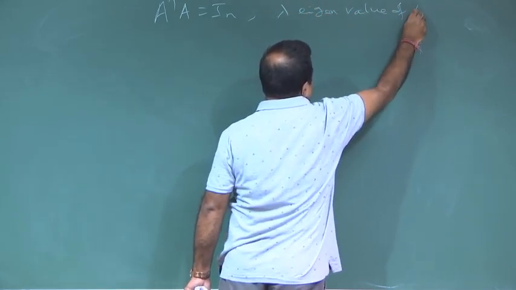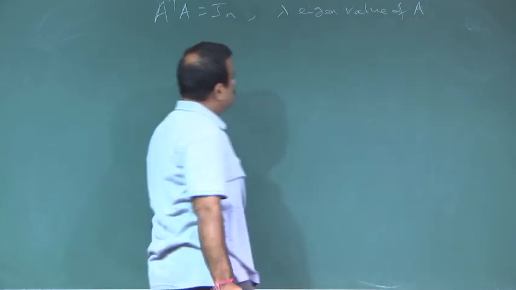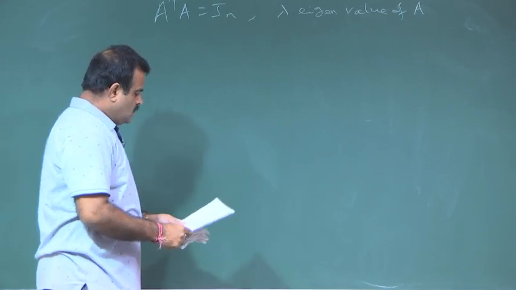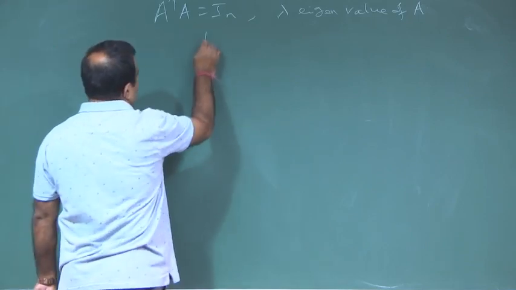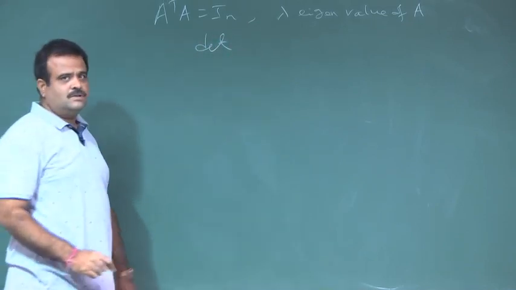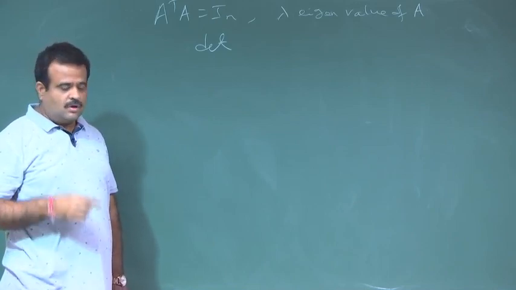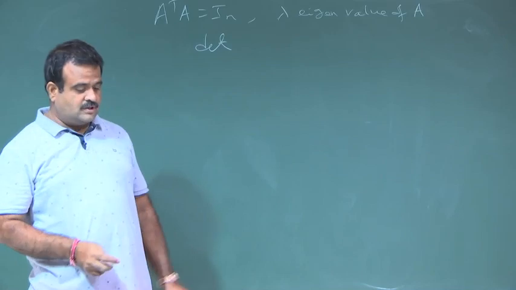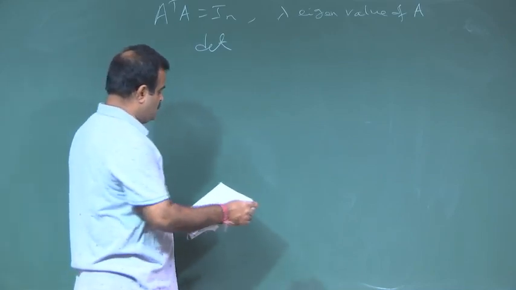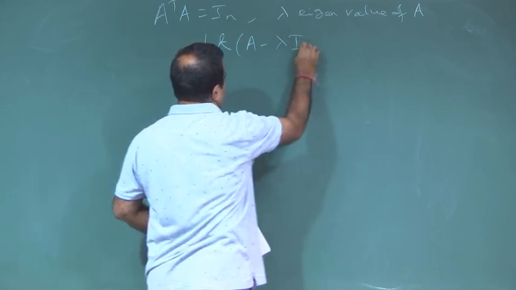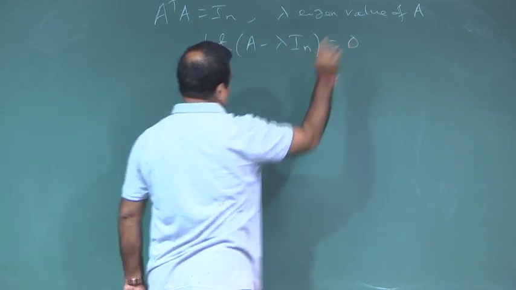If lambda is an eigenvalue of A, then we want to show that 1 by lambda is also an eigenvalue of A. So, how to show this? Since lambda is an eigenvalue, one of the roots of the characteristic equation is lambda. That means lambda must satisfy determinant of A minus lambda I_n is equal to 0.